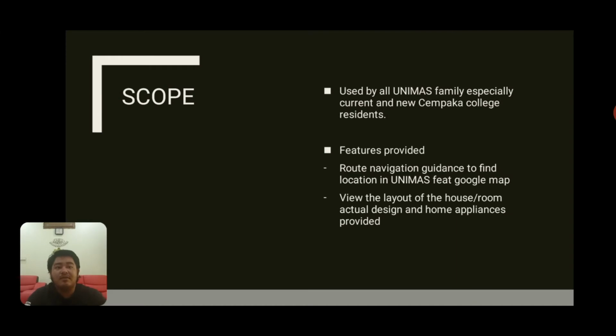So the scope of the project is that this mobile application can be used by all Unimas family, especially current and new Cempaka College residents. So the features provided in this mobile application are road navigation guidance to find locations in Unimas featuring the Google Map application. Next is viewing the layout of the house and room, ensuring design and home appliances provided.